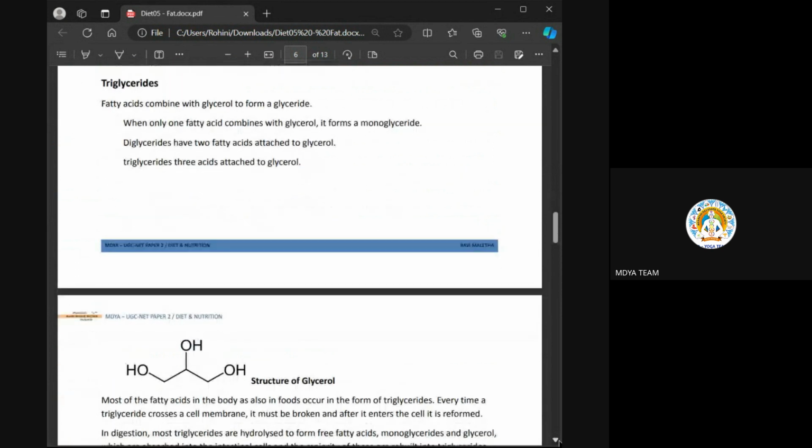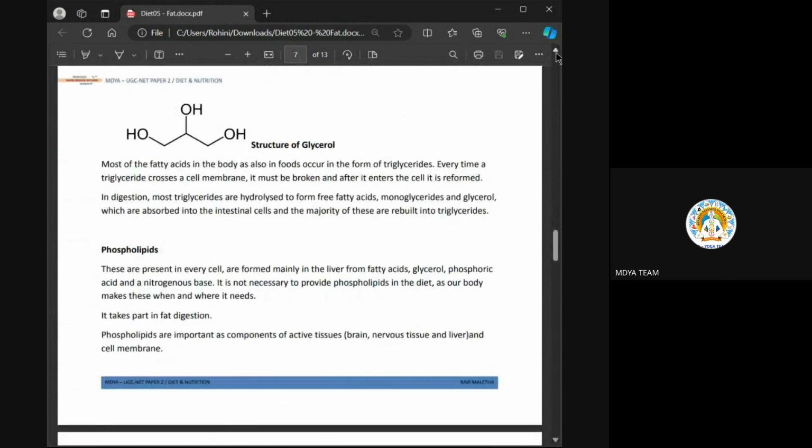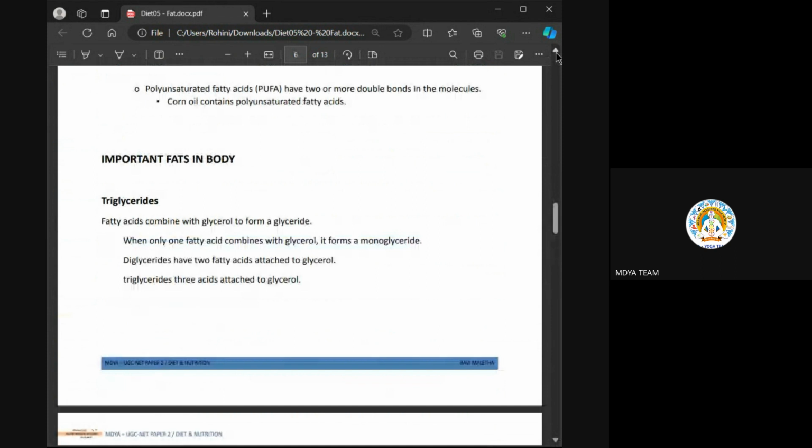This is a picture of the glycerol. When three fatty acids combine with one glycerol, then it becomes a triglyceride. When one fatty acid combines with the glycerol, then it becomes a monoglyceride. If two, then a diglyceride. If three, then it becomes a triglyceride.